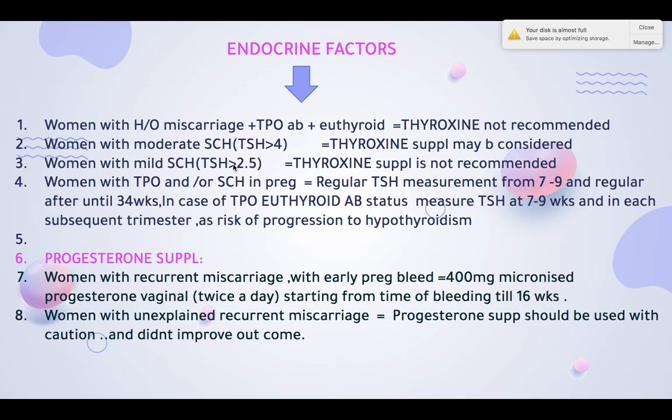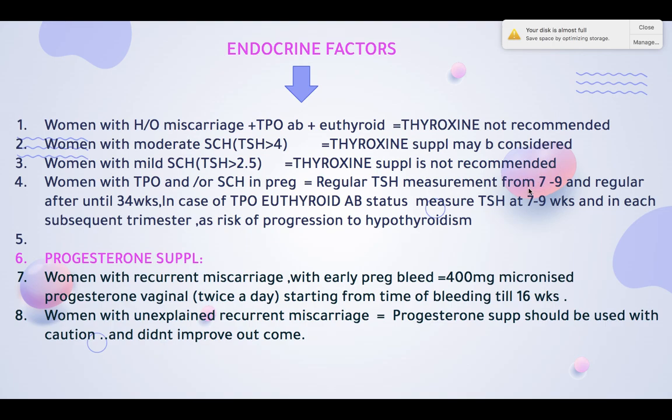Now, after the diagnosis, and after we have started the treatment, we have started the treatment only in this scenario. These three scenarios will be coming, but where will you start the treatment? Only in this scenario. Now, you have diagnosed this, you have started the treatment as well. How are you going to monitor the patient now? Women with thyroid peroxidase antibodies and/or subclinical hypothyroidism in pregnancy, whether antibodies positive or subclinical hypothyroidism, whatever the scenario is, you are going to do regular TSH measurement when she is pregnant.